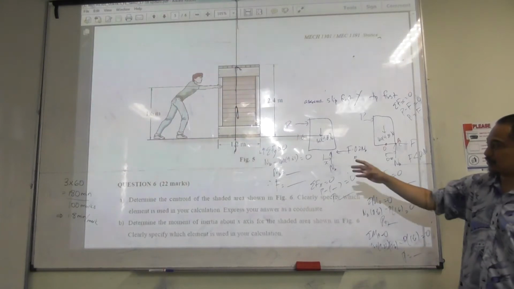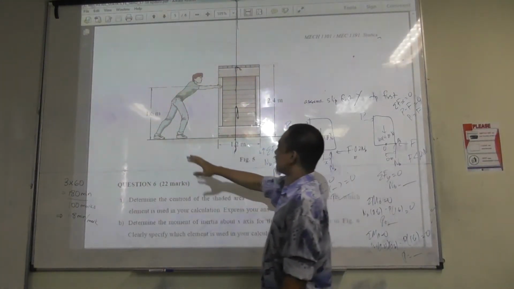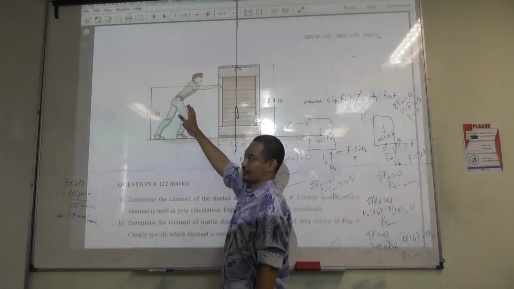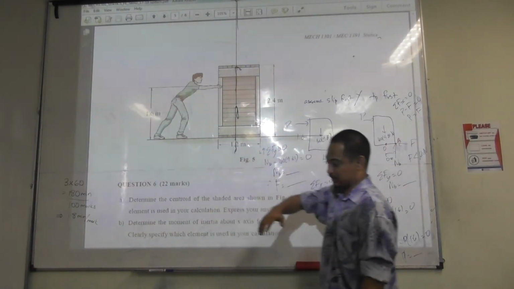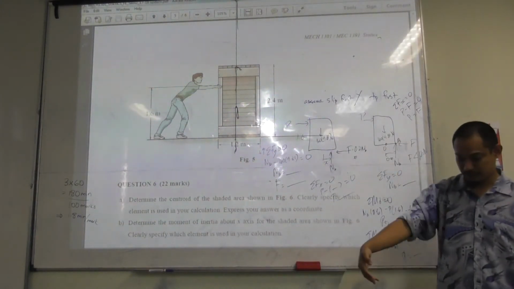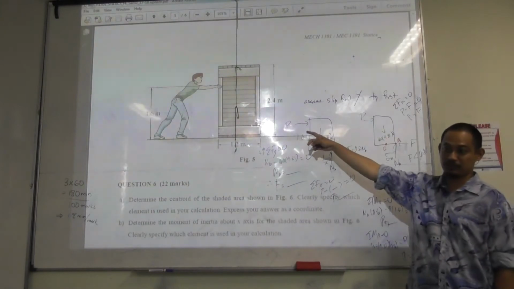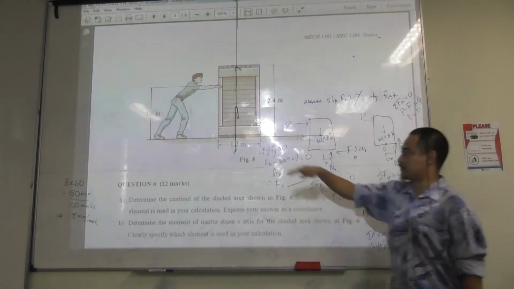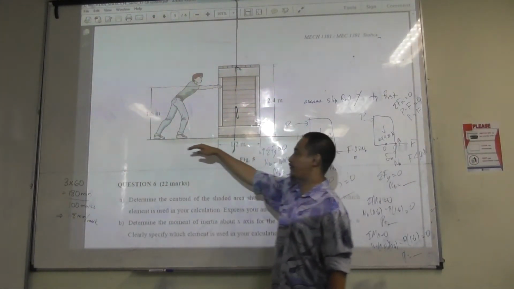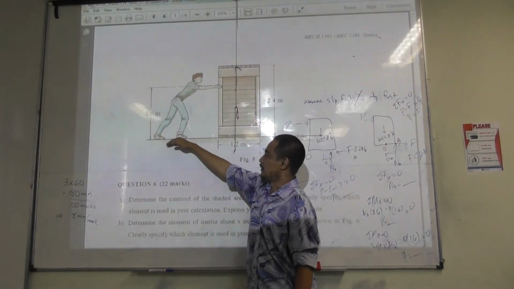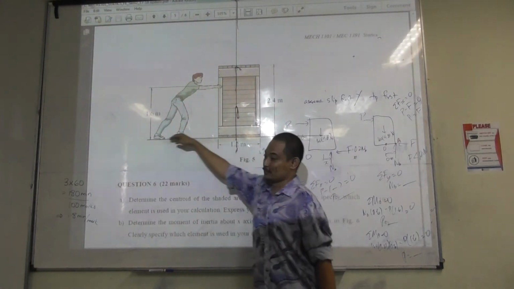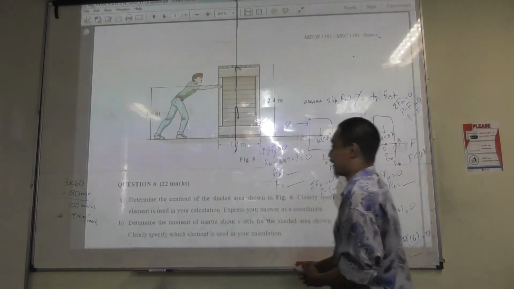So it's not to say the strength of the guy. There will be a limit where his shoes will slip first before the box moves. The friction here is much larger, so you have to have a friction here big enough so that this moves before this moves. So that's basically the idea.